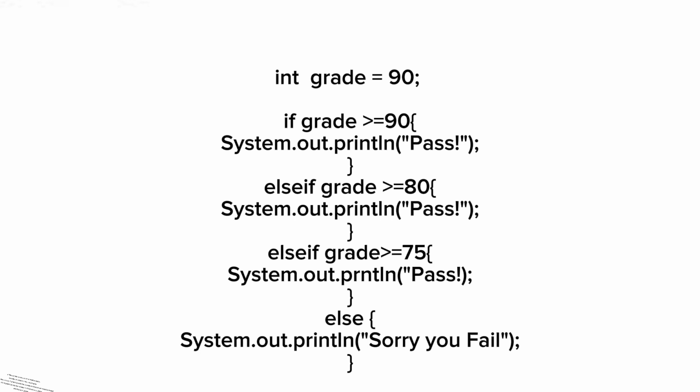the program displays passed. Else if grade is greater than or equal to 80, it still says passed. Else if grade is greater than or equal to 75, it still says passed. Else, if the value in the variable grade does not meet any of these conditions, it will say sorry, you fail.